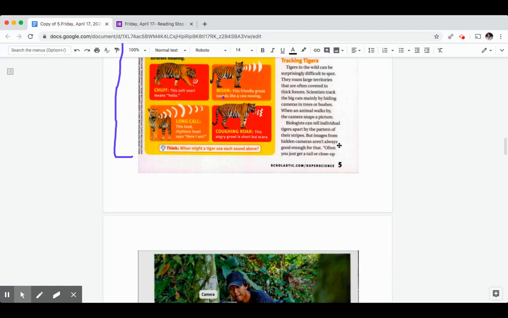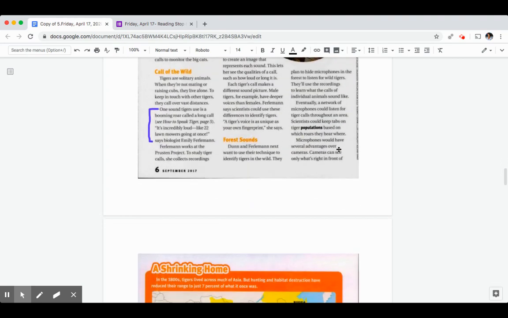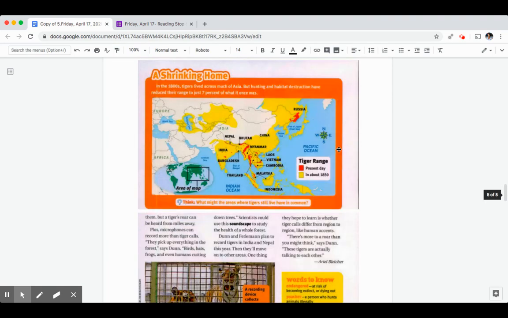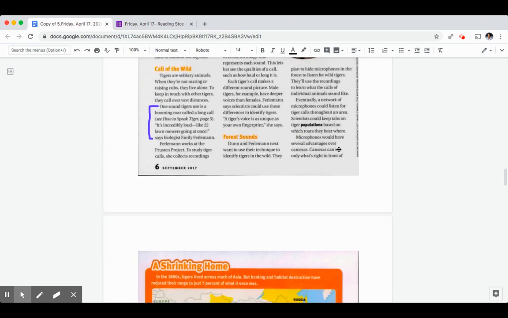So now we have to think to ourselves, how does that section connect to forest sounds? So forest sounds connects because it shares what the cameras are able to capture. It gives us the effect of what cameras can do because it helps them capture the sounds of the tigers in order for them to be identified.